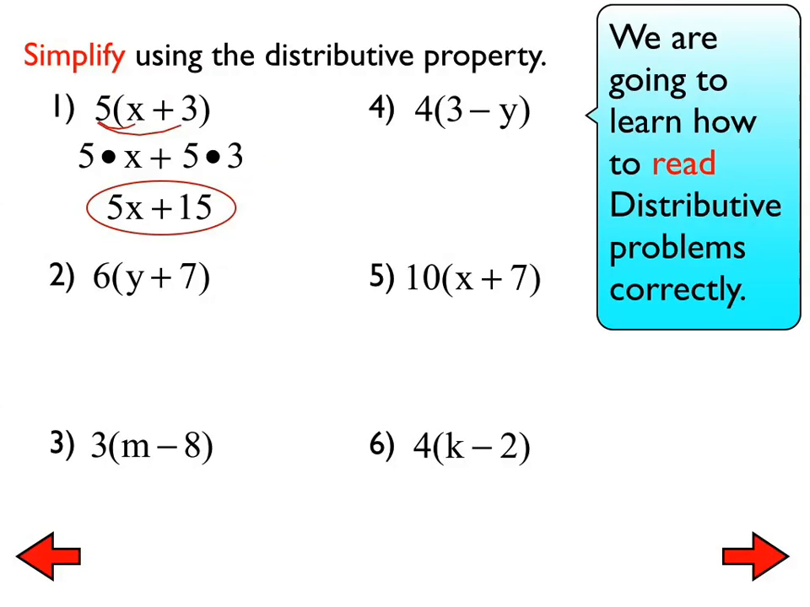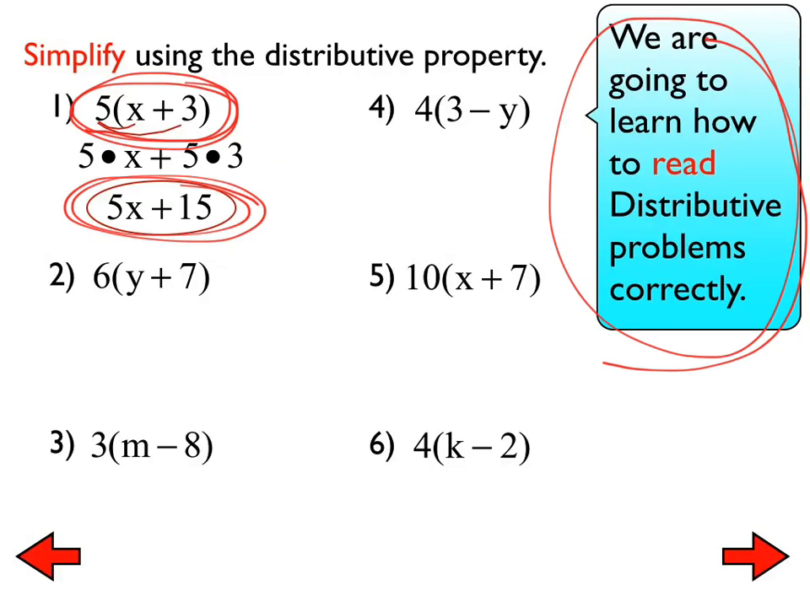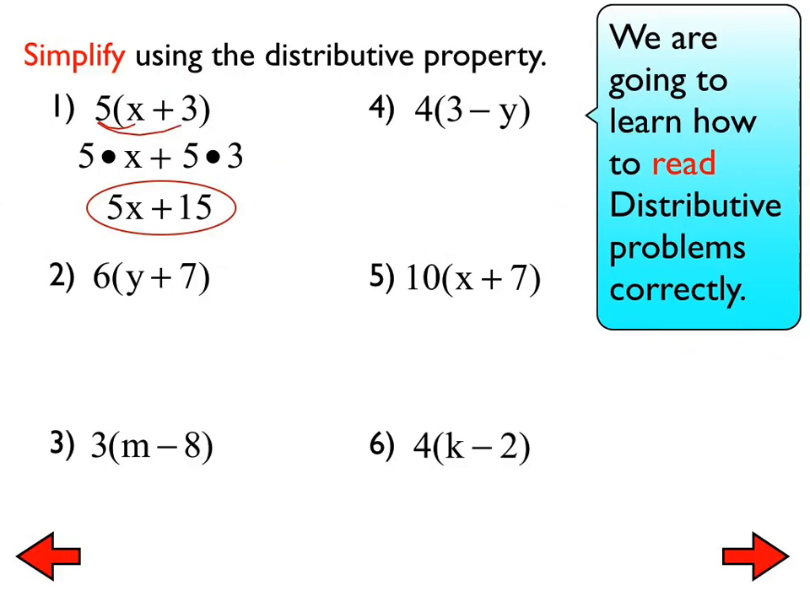All right, everybody try number 2. Okay, give it a shot. 6y plus... Wait. Not the answer, the entire process. Remember, number 1 was 5 times the quantity of x plus 3. That's this part. That's the problem. 5 times the quantity of x plus 3 is equal to 5x plus 15. And that's what I meant by our language objective, or this part right here, that we're going to learn how to read distributive property problems correctly. Okay, you want to try it again?